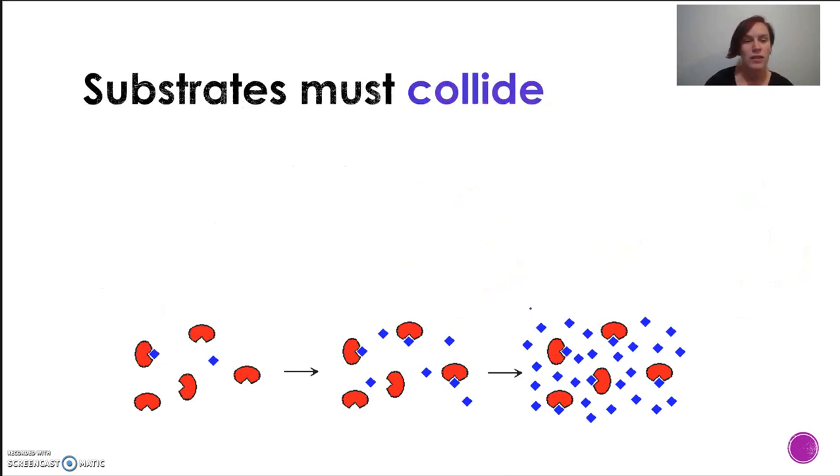In order for things to actually hit the enzyme, so those substrates to get to the active site, we're really relying on random movements and collisions. So the substrates must actually collide with the enzyme in order for that reaction to take place. So the movement of the enzyme and the substrates are indeed random, but those collisions have to happen for the reaction to take place.